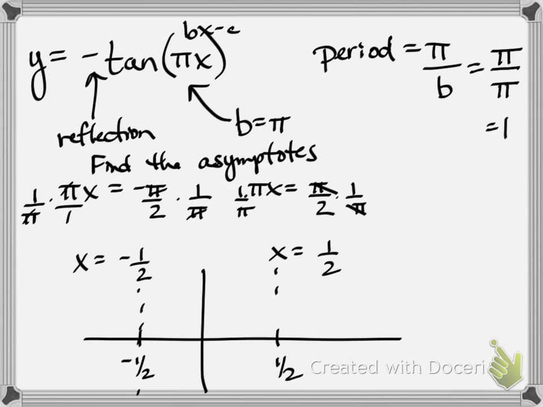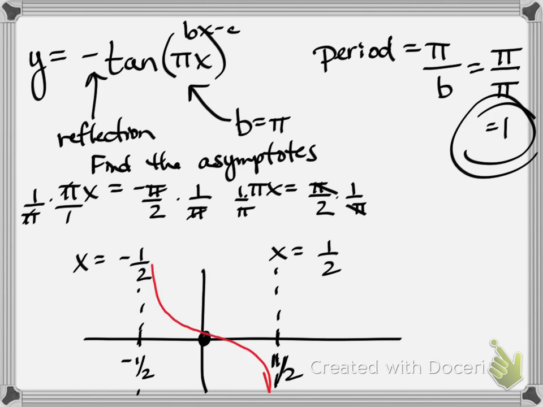And how much distance is that on the x-axis between negative 1/2 and positive 1/2? It's 1 unit, right? Which matches our period. No midline shift, but tangent is reflected. So instead of going like this, it's going to start up here and go like that. Okay, that's it for today.